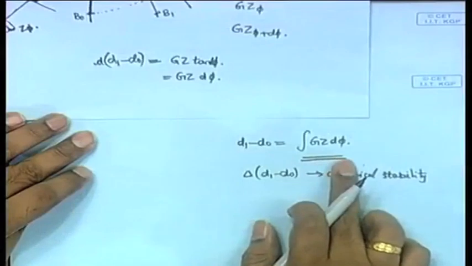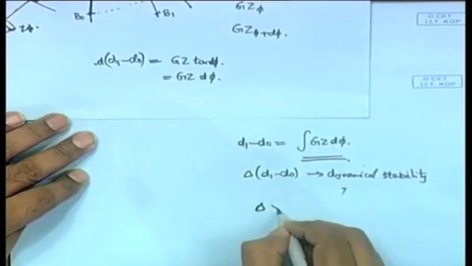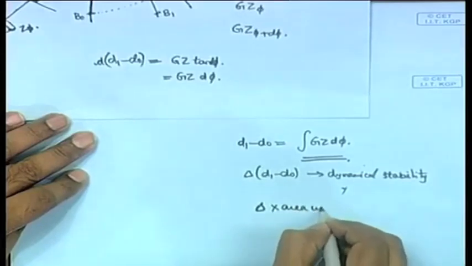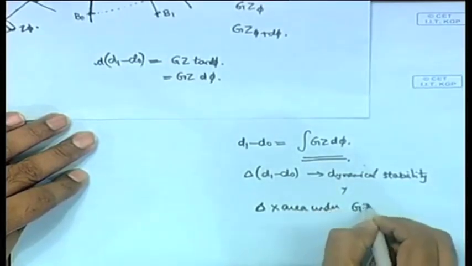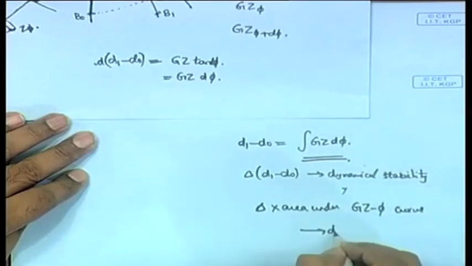But what does it really represent? It represents the amount of energy required to heel the ship, and it is equal to the area under the gz curve, the integral of gz d phi into delta, of course. So delta into the area under the gz phi curve will give you the dynamical stability.